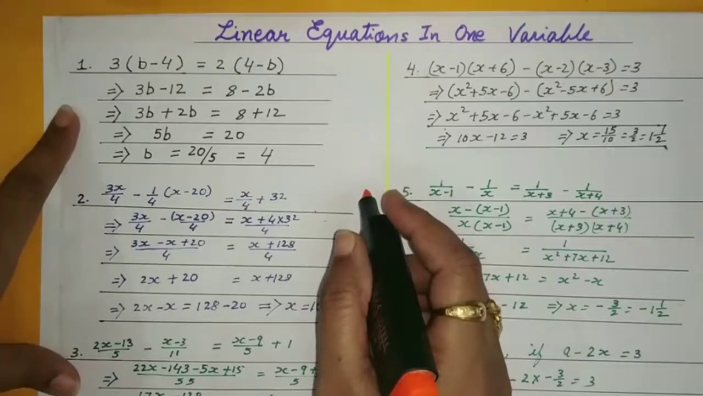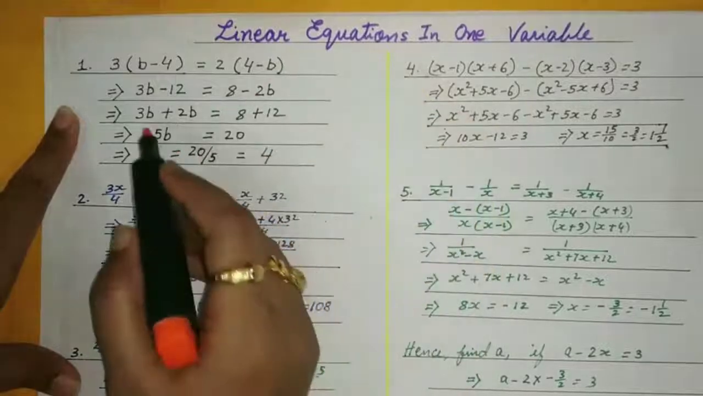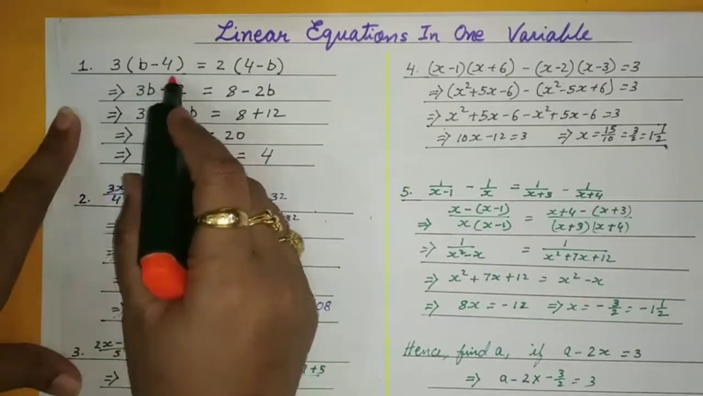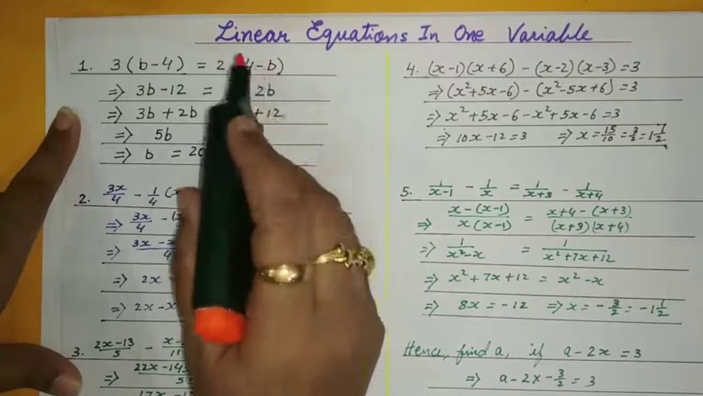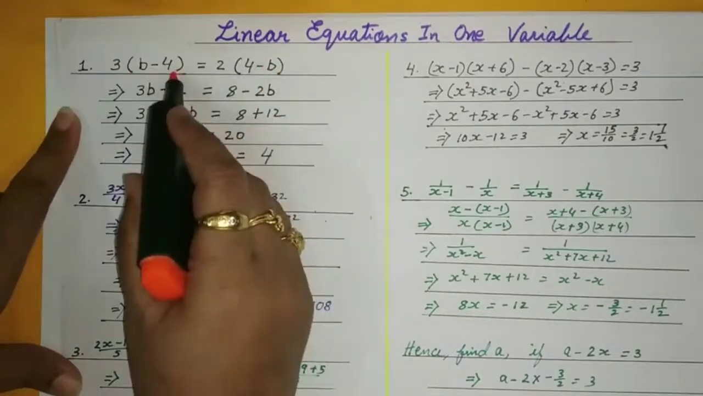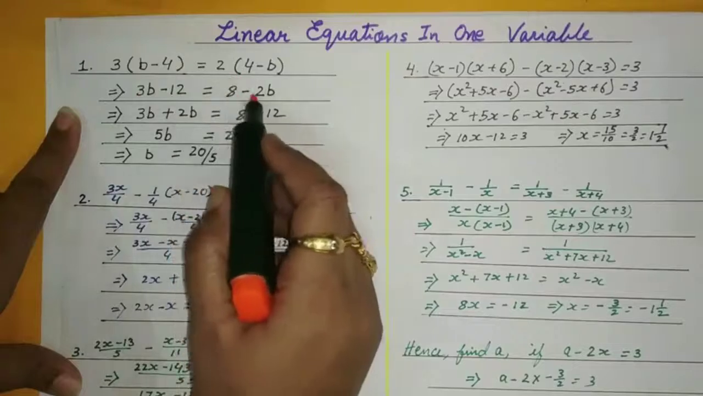And now let's begin. So the linear equation. Suppose the question is 3 into (b minus 4) is equal to 2 into (4 minus b). So first what will you do? You will remove the bracket. So 3b minus 12 is equal to 8 minus 2b.